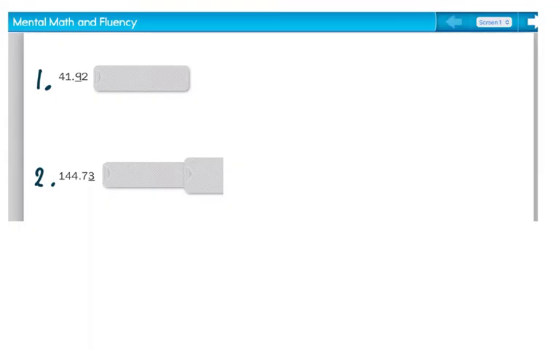What place value is underlined? The 9 is in what place value? Go ahead and write it on your whiteboard. Number 2, how would you read that number? Go ahead and say it out loud. Should be read 144 and 73 hundredths. What place value is underlined? Write it on your whiteboard next to number 2. So number 1, the tenths place is underlined, and number 2, the hundredths place is underlined.